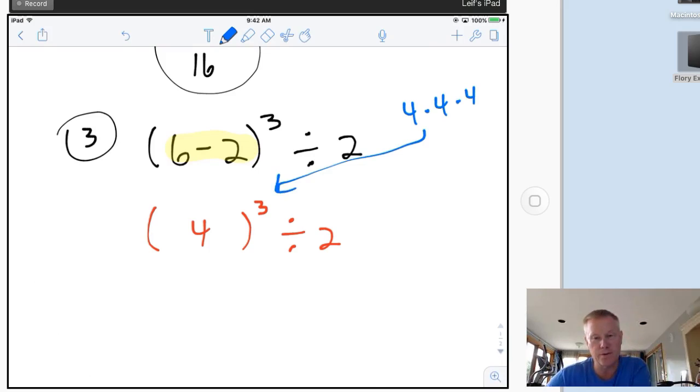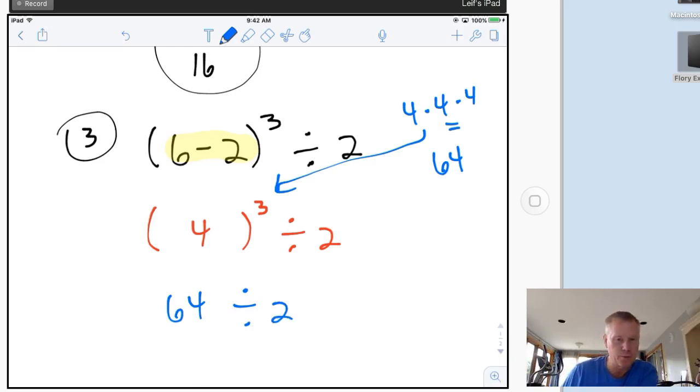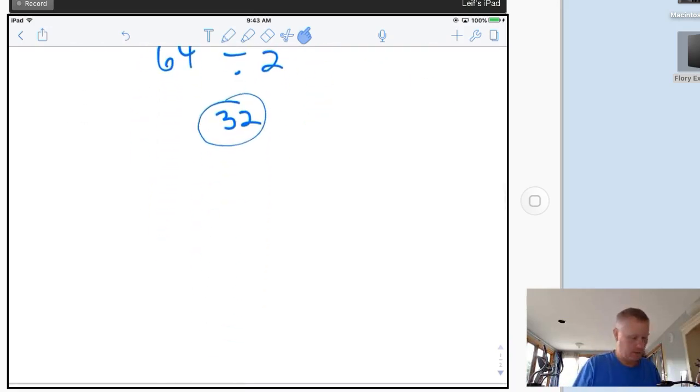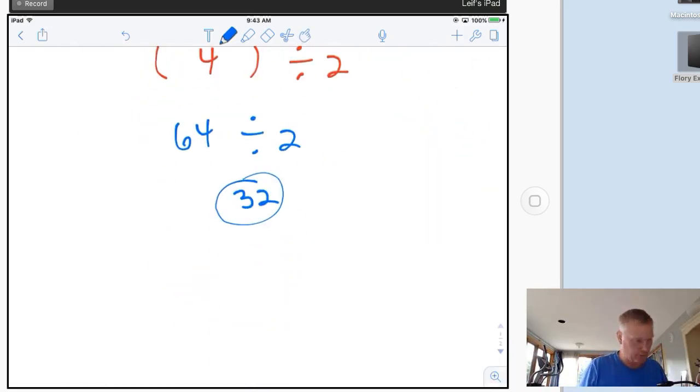4 times 4 is 16. 16 times 4 is 64. So that's 64. Now I'm done with the parentheses and the exponents. Next I do multiplication, division. I guess the only thing left to do is just divide those two. 64 divided by 2 is 32. And that's the answer. Okay? That was number 3. Here's number 4.